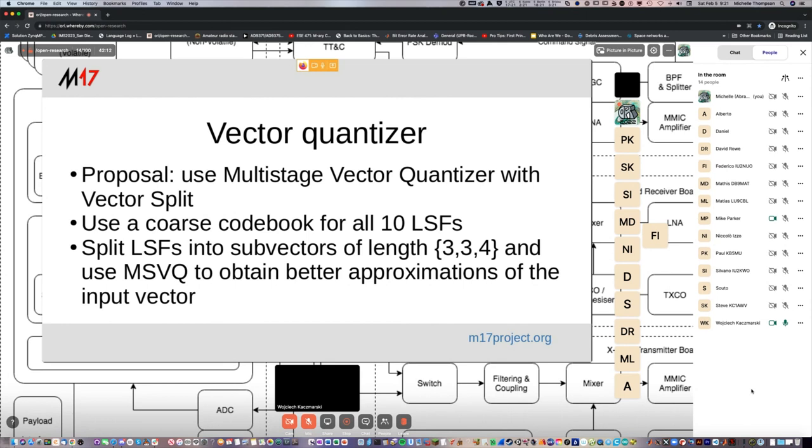So you don't treat all the LSFs as a 10-dimensional vector, and instead you split it into three smaller vectors. The method I have used and I propose is that first I'm using a coarse codebook for the initial guess for the vector. I've got 64 entries of 10-dimensional vectors, and I'm trying to find the best one for my input vector.